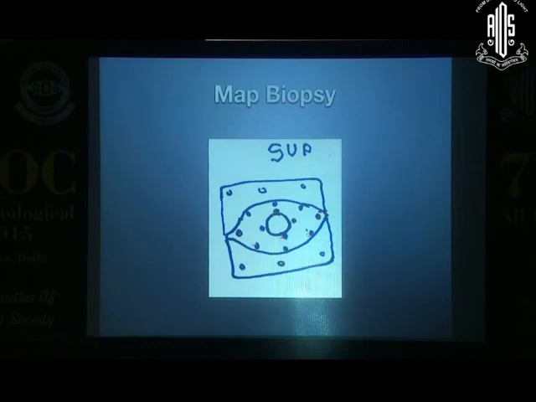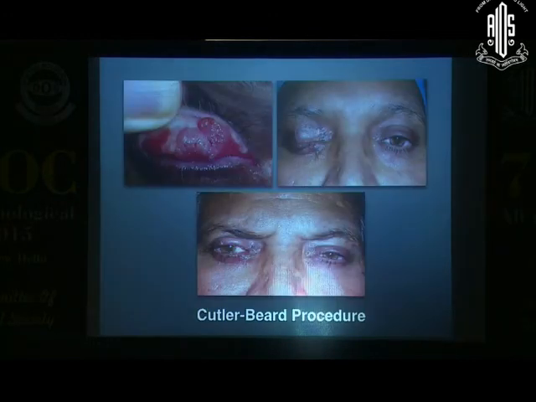MAP biopsies are indicated when you have a lesion like what I showed you, pagetoid sebaceous gland carcinoma or diffuse acquired melanosis of the conjunctiva. That's where you require MAP biopsy. You take small bits from the uninvolved segments also. And then you need to plan your reconstruction based on the kind of defect that you are likely to have.